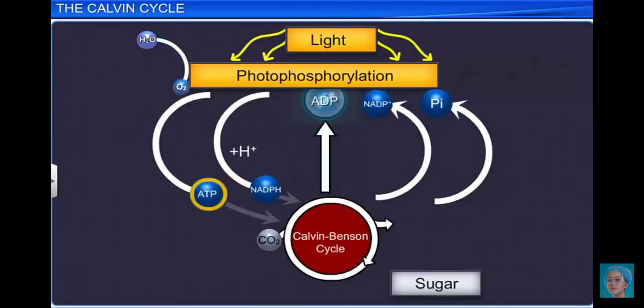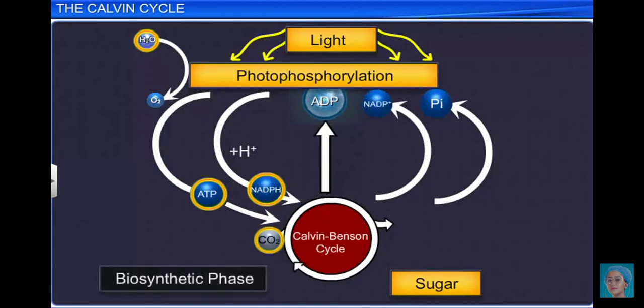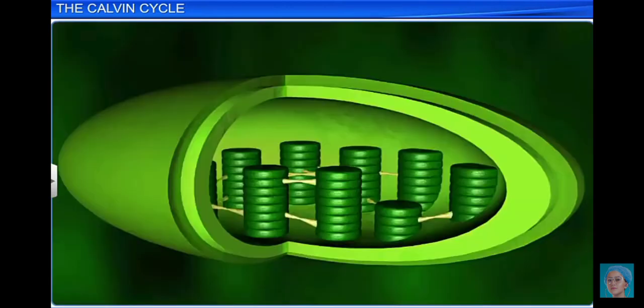While the ATP and NADPH molecules are used in the synthesis of carbohydrate from carbon dioxide and water. This phase is called the biosynthetic phase, as it involves the production of food. It is also called the dark reaction. The dark reaction takes place in the stroma of the chloroplast.